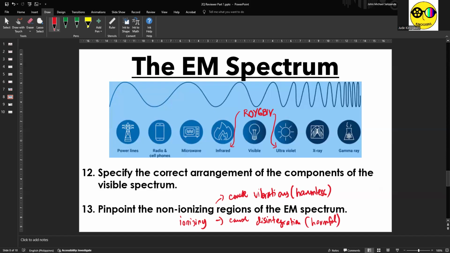So, there are several non-ionizing regions of the electromagnetic spectrum. I'll start with power lines, then radio and cell phones, microwave, then infrared, visible, and then lastly is ultraviolet. With ultraviolet, it is the only component of the electromagnetic spectrum that possesses both non-ionizing and ionizing abilities. So we'll classify ultraviolet as ionizing. And from there on down to gamma ray, they are now considered ionizing. So that is how the electromagnetic spectrum is split according to their radiation or ionization capabilities.